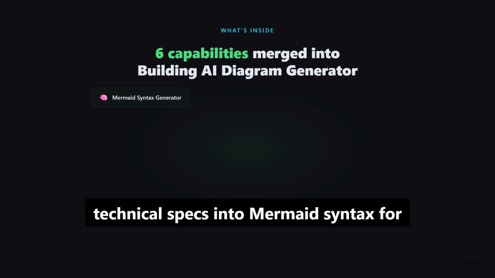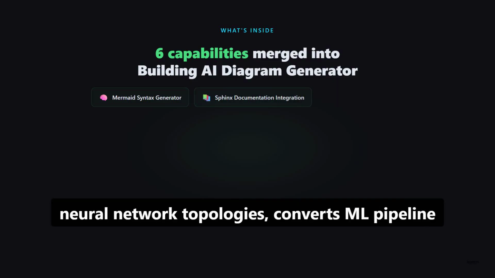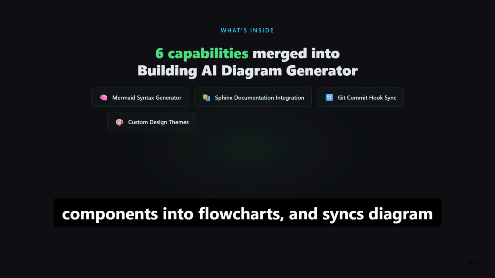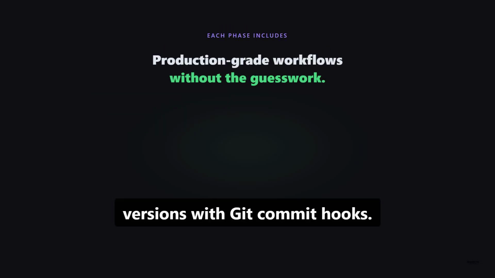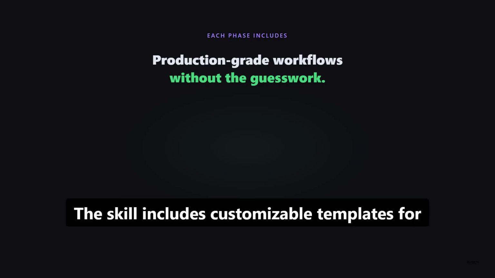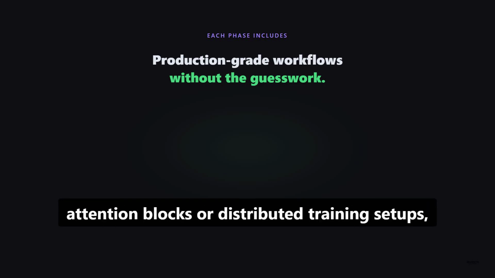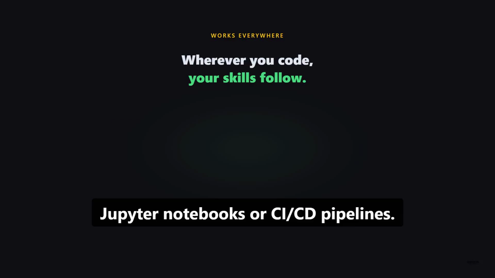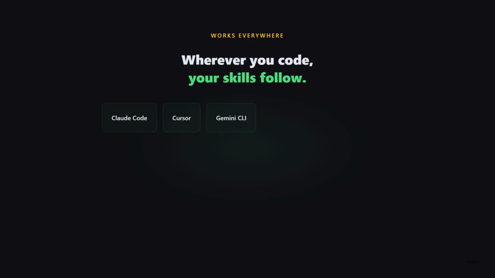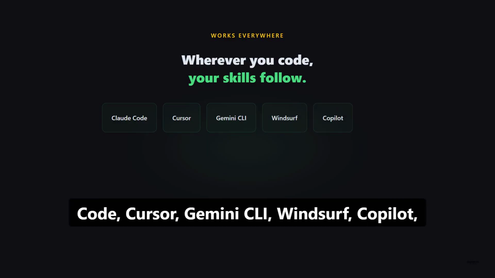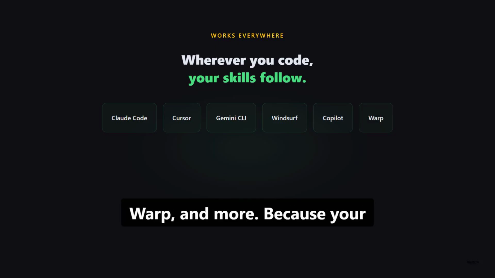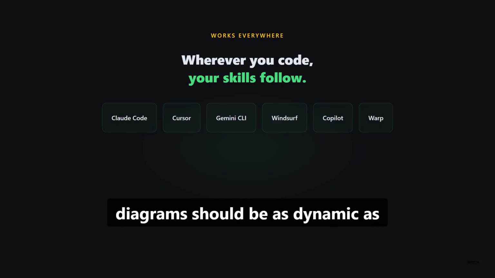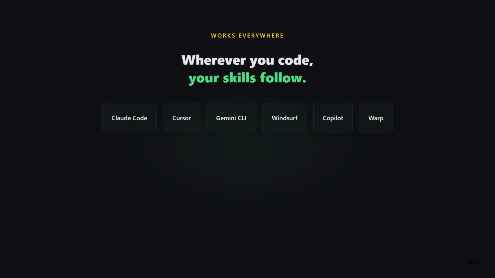It parses technical specs into mermaid syntax for neural network topologies, converts ML pipeline components into flowcharts, and syncs diagram versions with Git commit hooks. The skill includes customizable templates for attention blocks or distributed training setups, plus code examples for integrating with Jupyter notebooks or CI/CD pipelines. And it works everywhere: Claude Code, Cursor, Gemini CLI, Windsurf, Copilot, Warp, and more. Because your diagram should be as dynamic as your models.